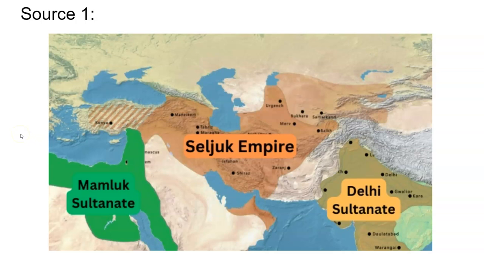It shows you the Middle East, and it shows you three states in the Middle East. One of them is the Mamluk Sultanate, another the Seljuk Empire, and another the Delhi Sultanate. And so you had to explain how one of these formed and explain the impact that they had on the region.